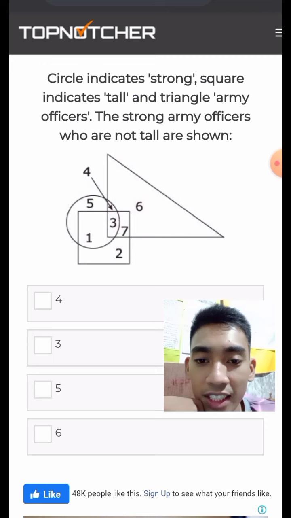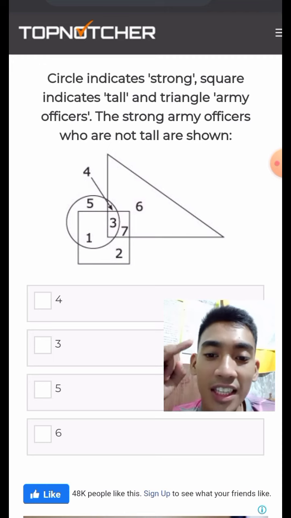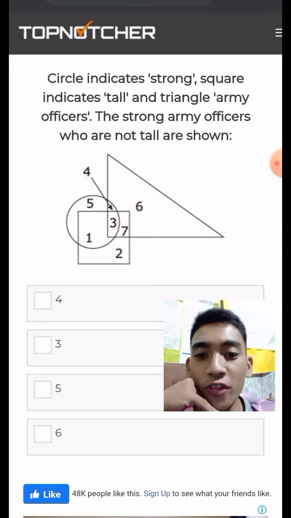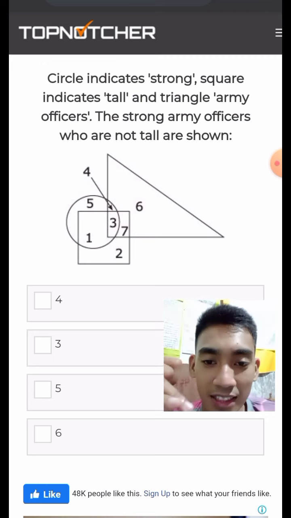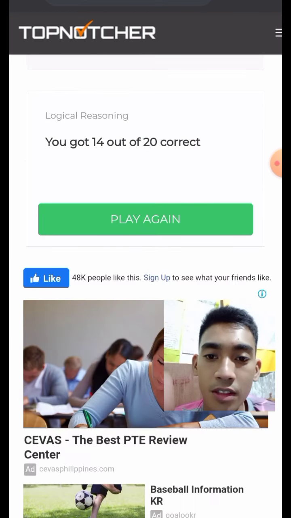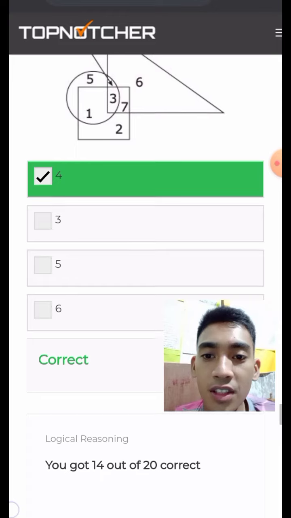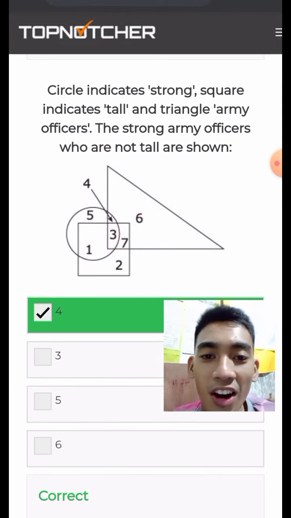For number 3, strong and tall army officers. So only in this situation, strong but not tall. So it's 4. Okay. Again, it's correct. Strong army officers who are not tall. So only 4.